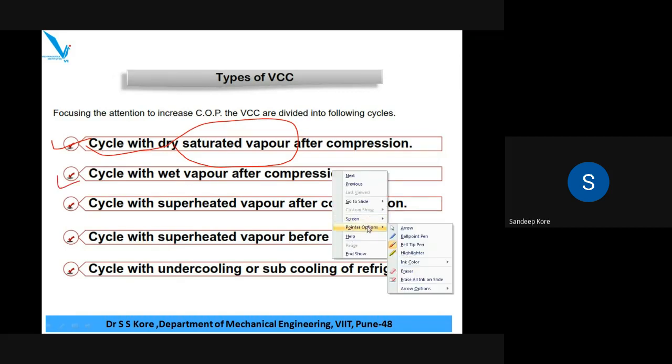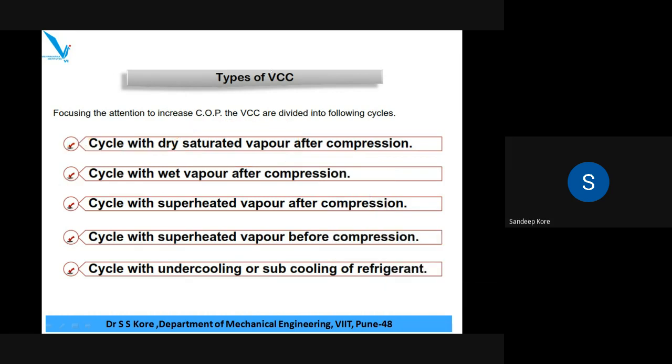I will draw the pH diagram, then you will get a clear picture of this. Here in the first case, this is point 1, the vapor is wet, and then after compression it becomes dry, so it lies on this dry saturation line. So before compression it is wet, and after compression it is going to become dry. This is the first case.